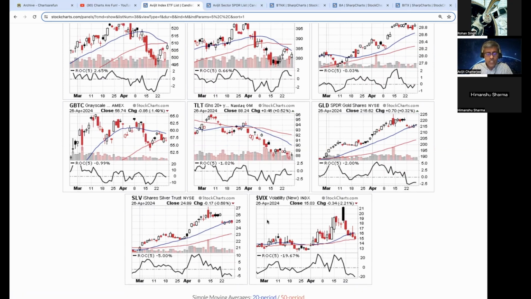Silver, in a similar way, had even more movement, had gone up almost 10% rate of change by early April 8th. And from there, it came back to minus 5% and closed close to minus 5% for the week.